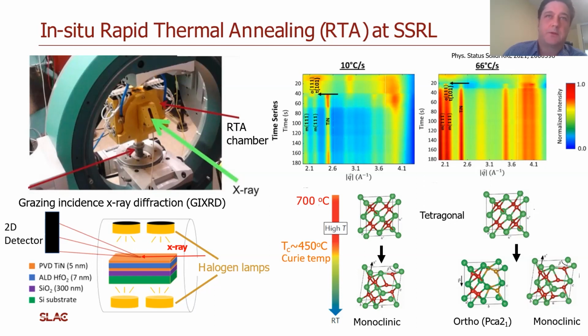Here, in situ synchrotron grazing incidence X-ray diffraction has revealed the phase transformation pathway may depend on the heating and cooling rates, which is important information for thermal processing of these materials.